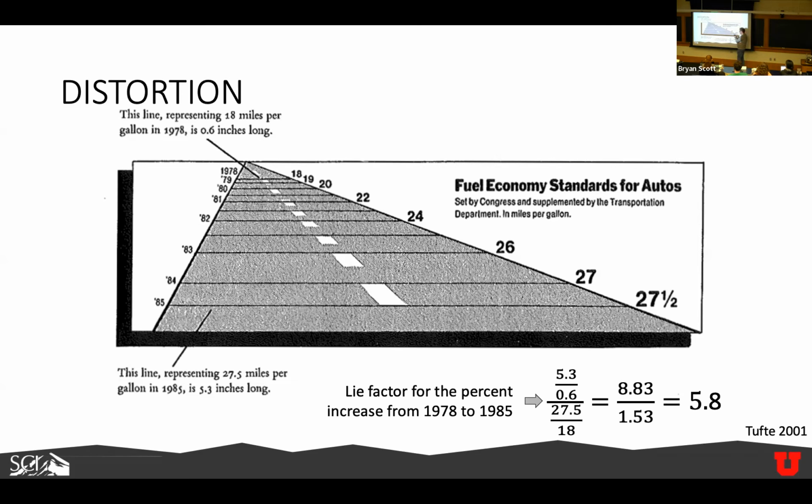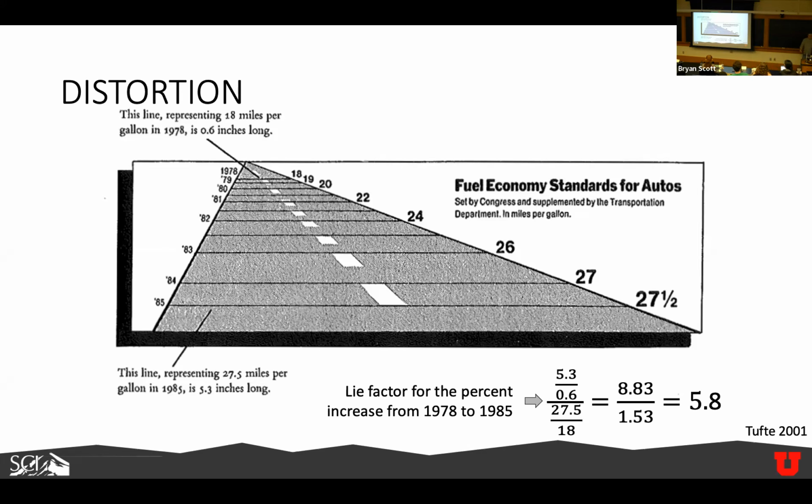Okay, so that's what? Less than 50% increase, relative to a line that was 0.6 inches and is now 5.3 inches, going up about 9 times. You can come up with a lie factor, which ends up being this number, 5.8. So this is saying that this chart is exaggerating the effect of the fuel standard change by 5.8 times. So it's giving the impression that the fuel efficiency standards have gone up way more than they have.